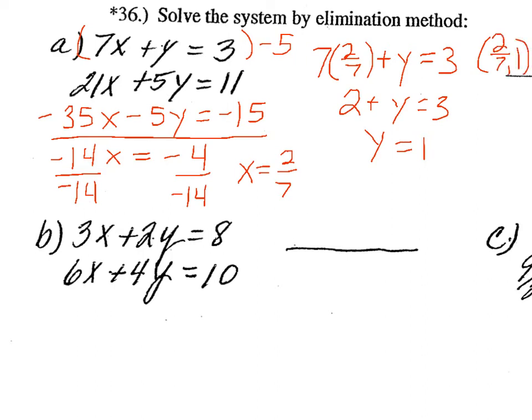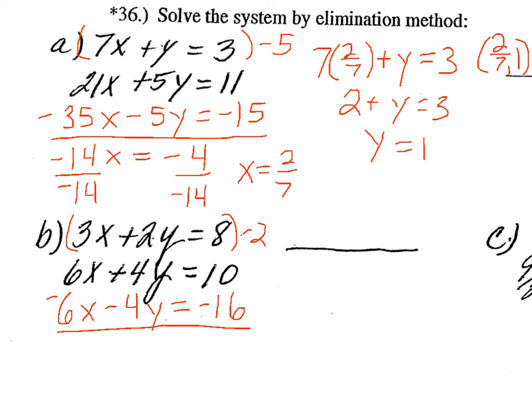For B, it looks like the x's would be easiest to eliminate if we multiplied by a negative 2. So we get negative 6x minus 4y equals negative 16. And both the x's and the y's cancel out, so we get 0 equals negative 6. And whenever we have 0 equals another number, we have no solution.